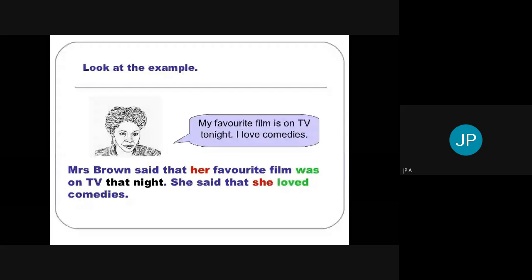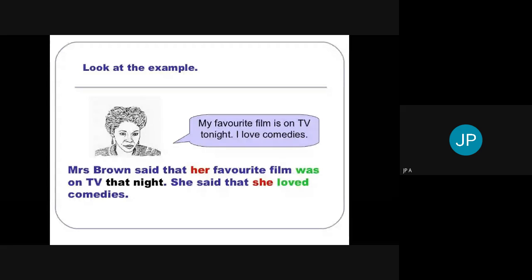And then again there is an I, so that I is changed into she. Love is in the present tense, and love is changed into past tense: she loved comedies. So the tense changes here are: is became was, and love became loved. All the present tenses will change into the past, and all the past tenses will change into their perfect form.